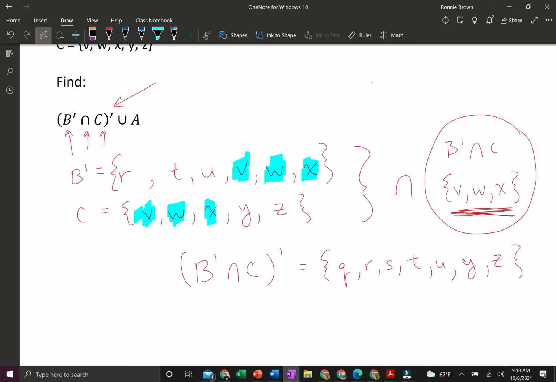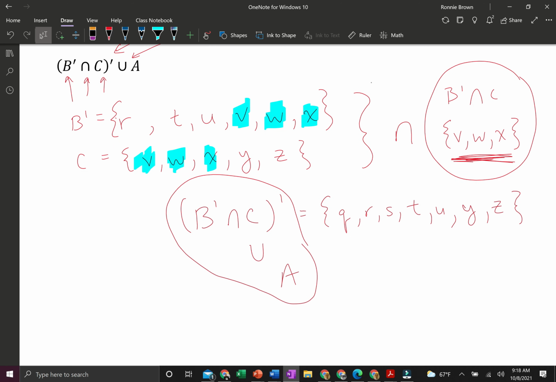Alright, so the next thing we have to do, we've found the complement of that quantity. It tells us to find the union of that quantity with set A. So it's saying take this and union it with set A. So let's go ahead and do that. Well, first we need to know what set A is, and I could just scroll up, but I'll just write it down here. Q, S, U, W, and Y.